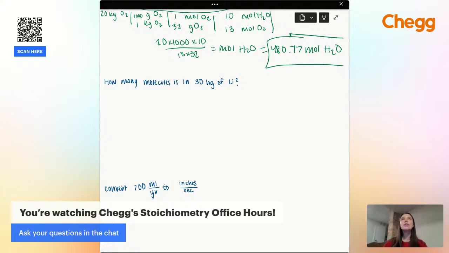Now we're going to move on to some more true stoichiometry. This is how many molecules is in 30 hectograms of lithium. I don't think I've talked about hectograms on the live stream yet, but if you know your metric units pretty well, hectograms should not be anything new to you. I'm going to give y'all a minute to figure out the answer to this problem. In a minute, I'll start writing.